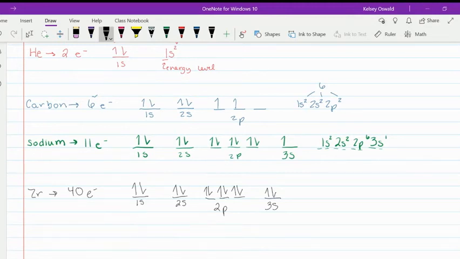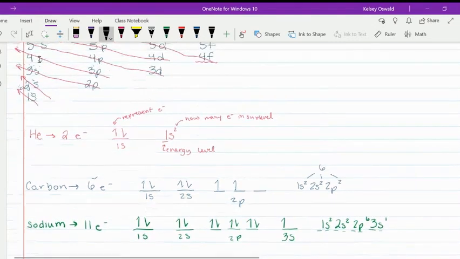So here let's double check to see how many we've placed. We've done 2 in the 1s, 2 in the 2s, 6 in the 2p, and 2 in the 3s. So currently we've done a total of 12 electrons. That means we have 28 to go. So we still have quite a ways.